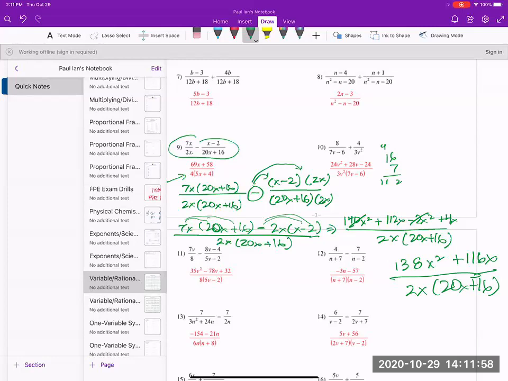Distribute on the bottom. So I would probably not do that yet, because you want to cancel something out. What do you do with the top? Because there's an x squared here and an x, right? Yeah. Then add them.